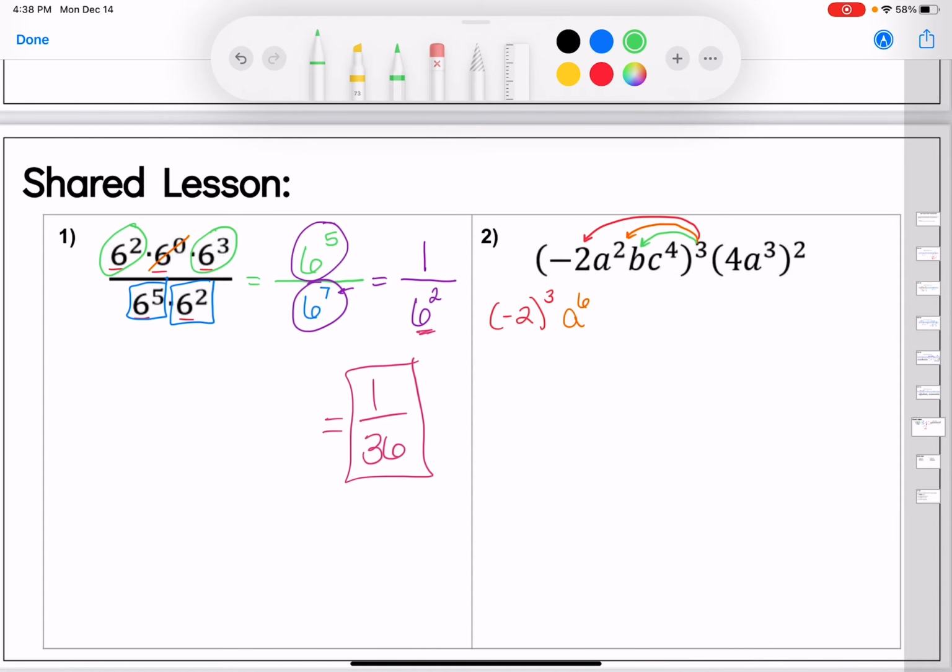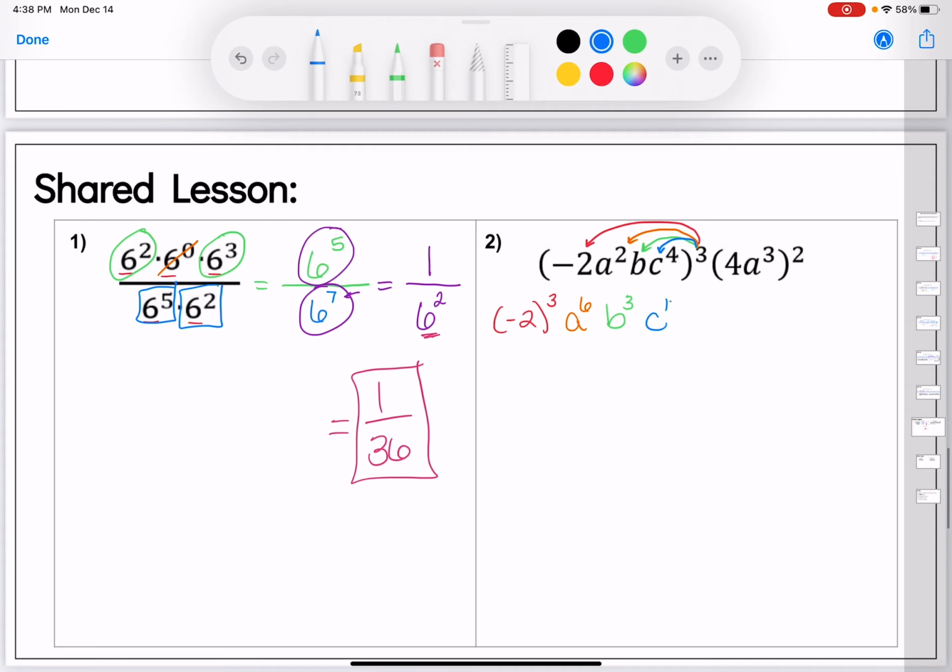My next base is b, and I get b to the 3rd since it didn't have an exponent to start with. And my last base here is c. Now that did have an exponent, power to a power, so I'm going to multiply those exponents, so I get c to the 12th.